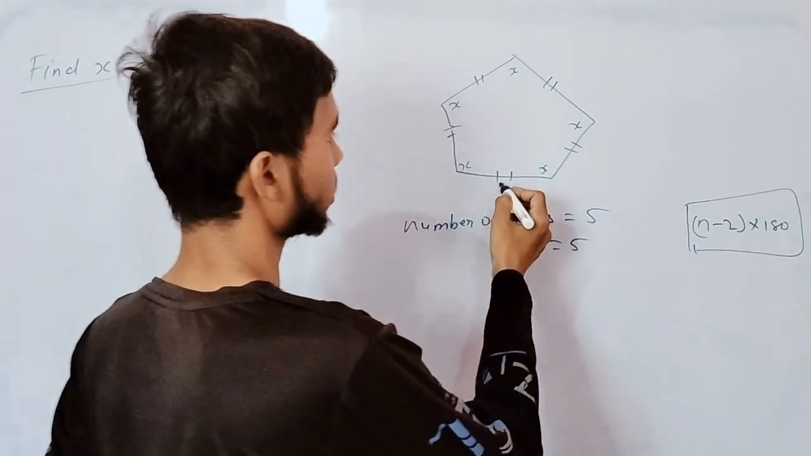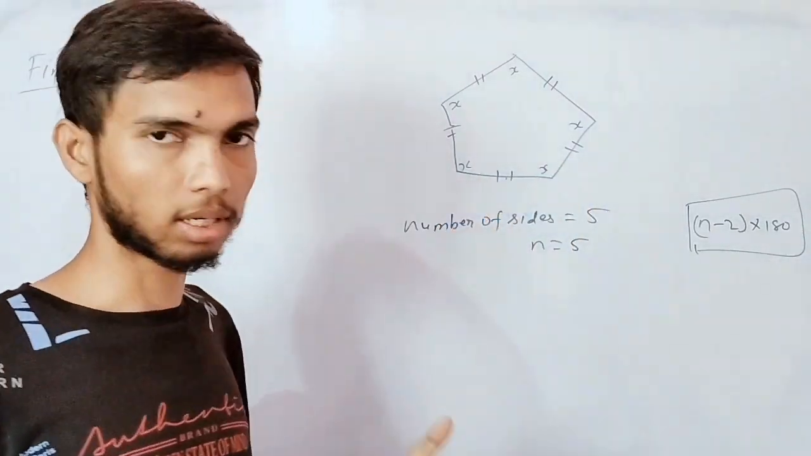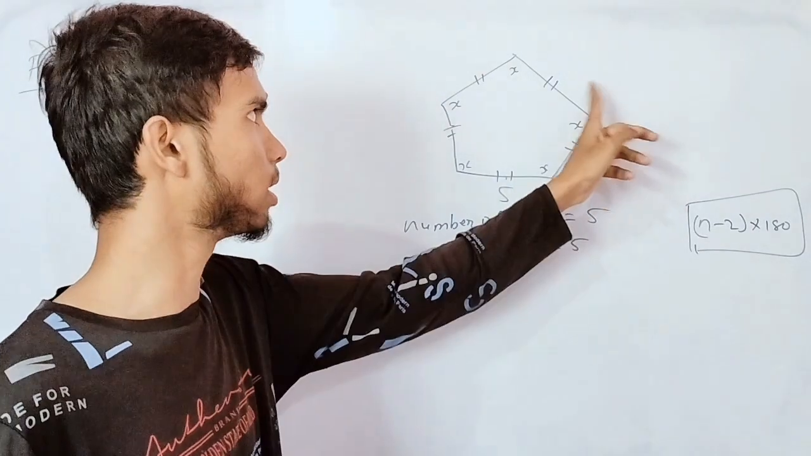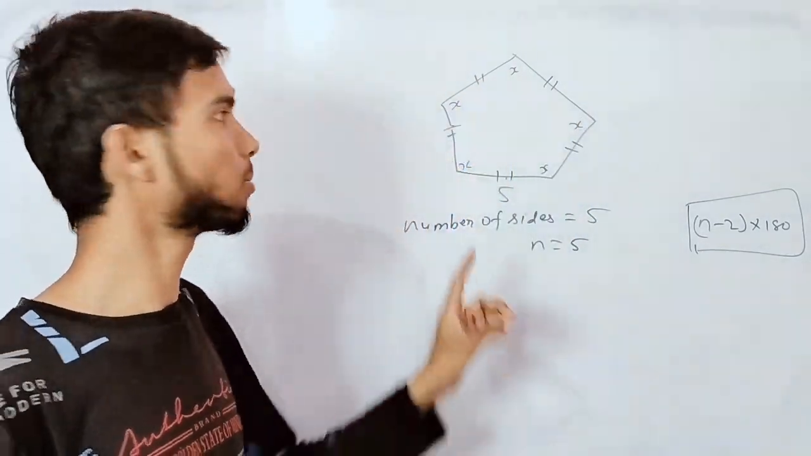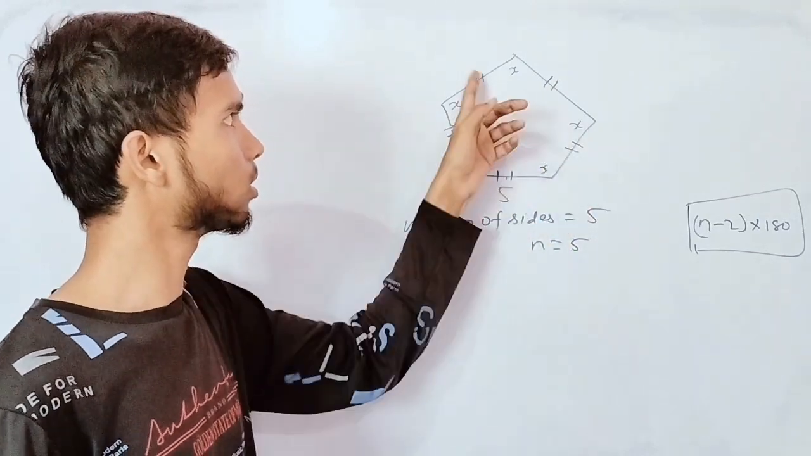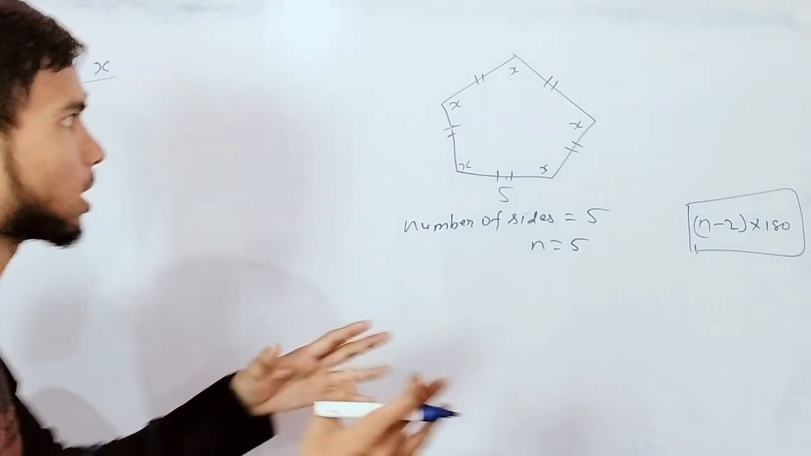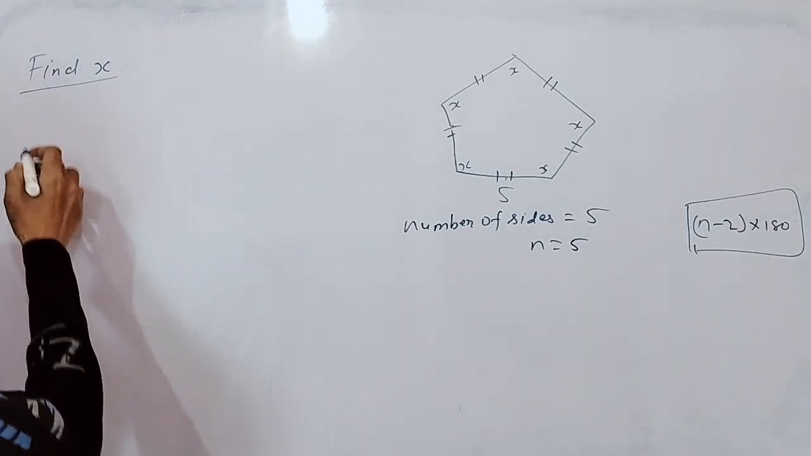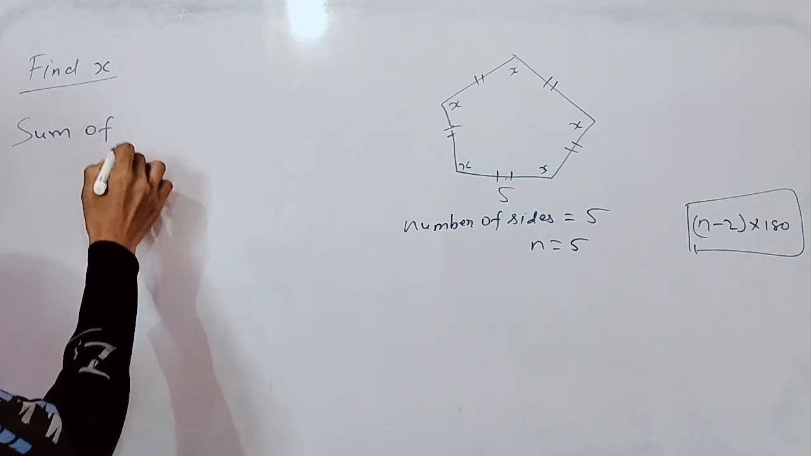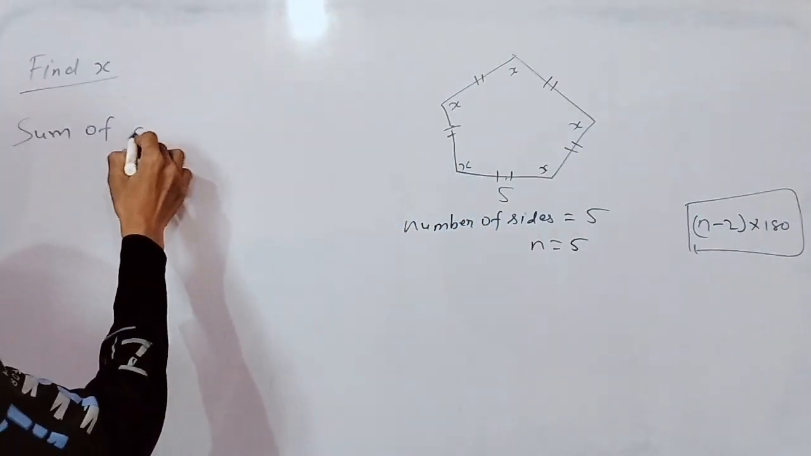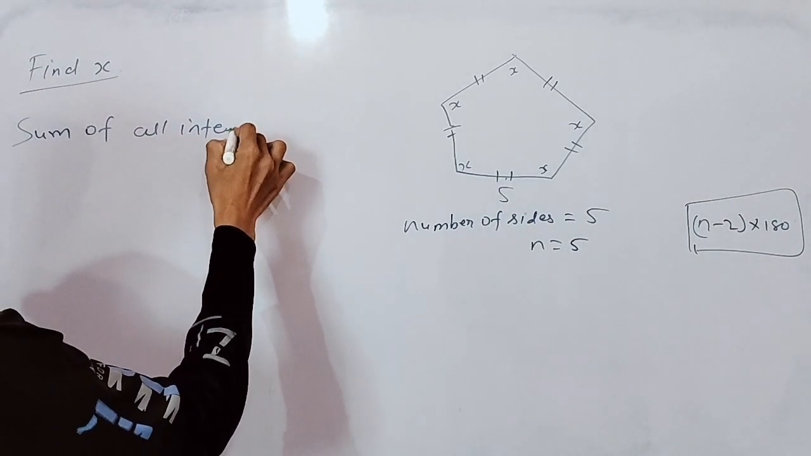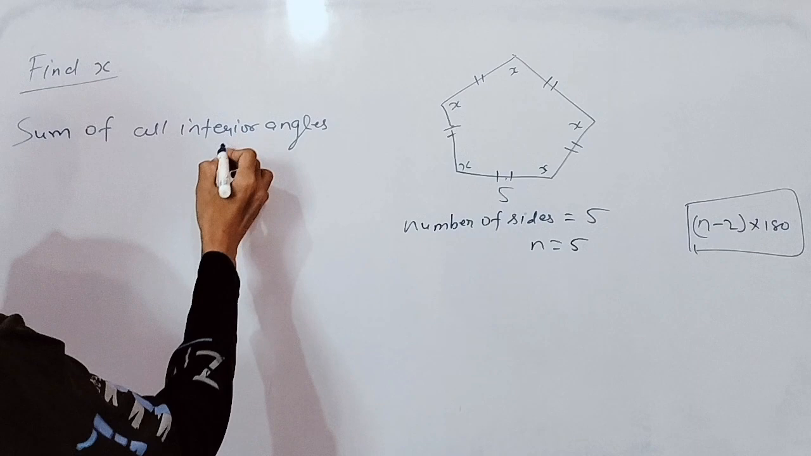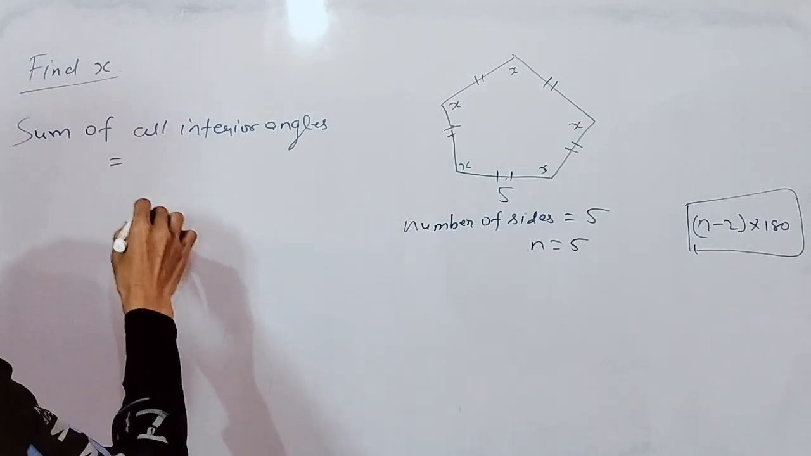And now the meaning of this is what? Let's say the side of this is 5. Then the side of this would be 5. This would be 5. This would be 5. This would be 5. That is the meaning of this. Because the symbols are the same, that's why the measure of all sides would be the same. Now here, the sum of all interior angles inside this would be how much?